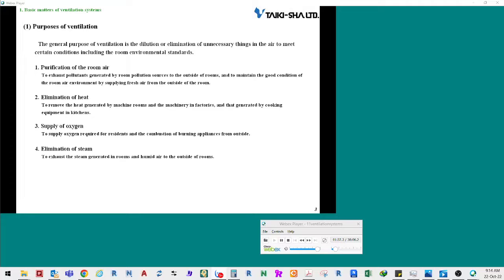3. Supply of oxygen. To supply oxygen required for residents and the combustion of burning appliances. 4. Elimination of steam. To exhaust the steam generated in rooms and humid air to the outside of rooms. Generally, ventilation has not only one purpose. The purposes of ventilation in the room include, for example, purification of the air, removal of heat, and the supplying of oxygen.